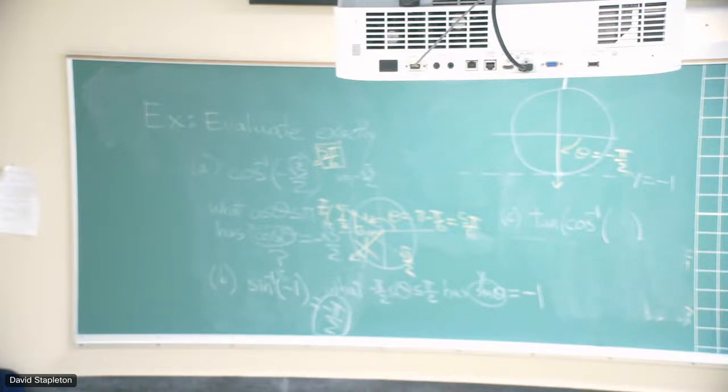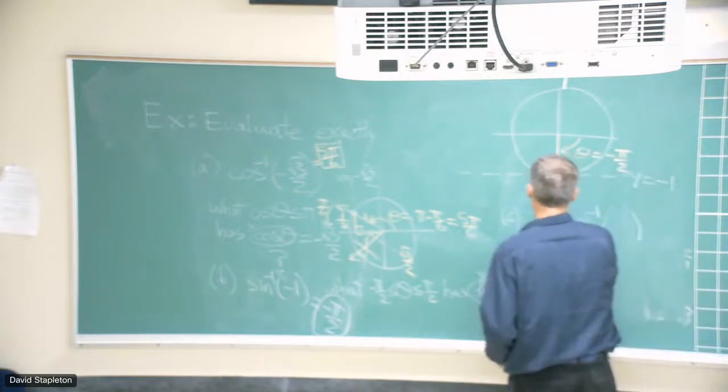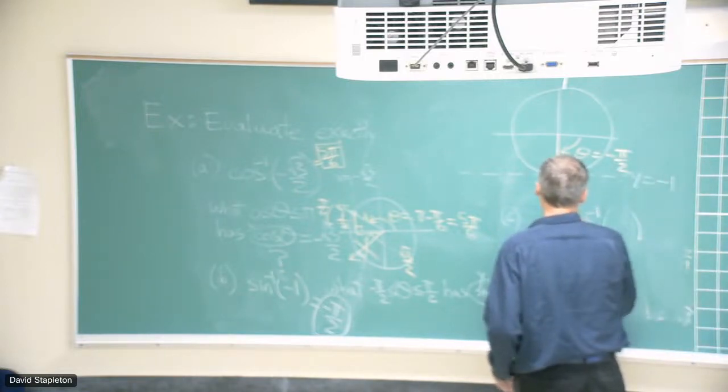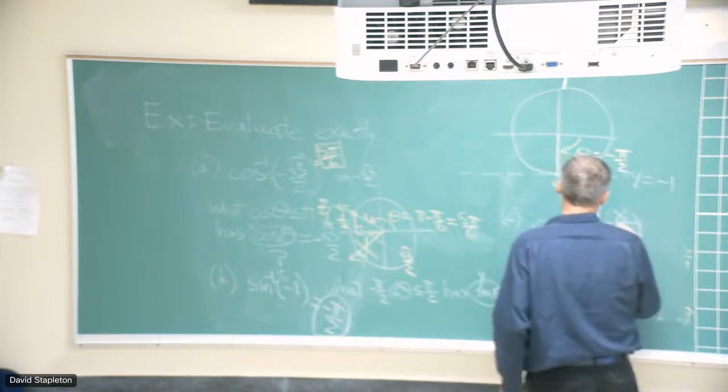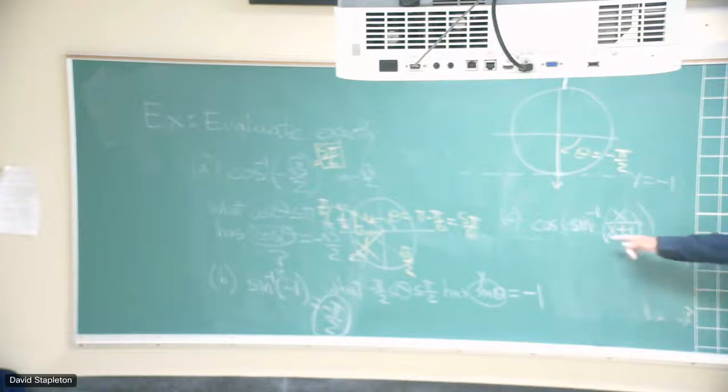Let's do this one. Cosine of the arc sine of x over x plus 1. I'll pull one out of the homework here. Did you try this one? How do you do that? It's a special case that'll come up again in calculus if you don't remember. When you have a trig function of an inverse trig function, it doesn't matter what this is, as long as this is defined, you can find this exactly.